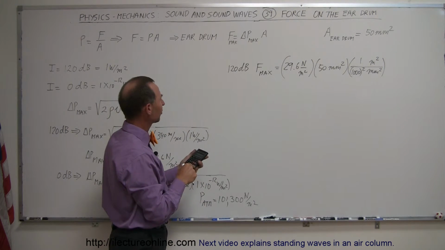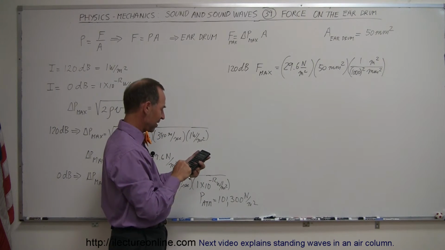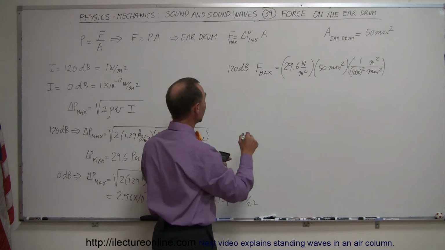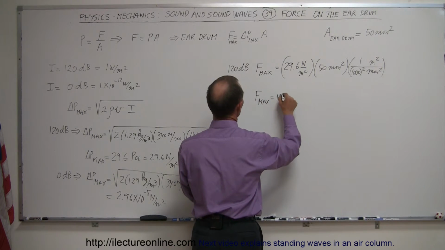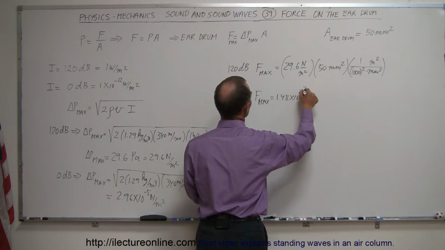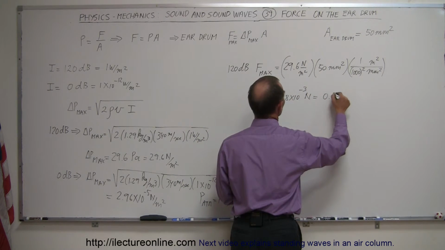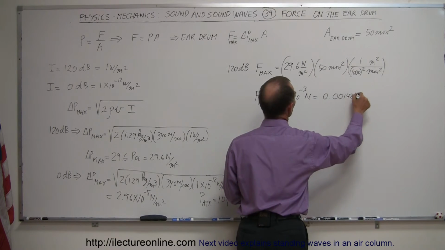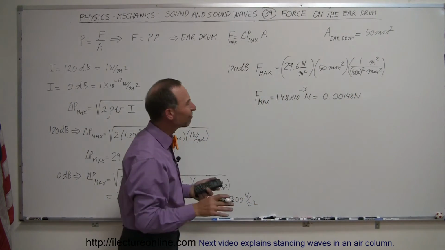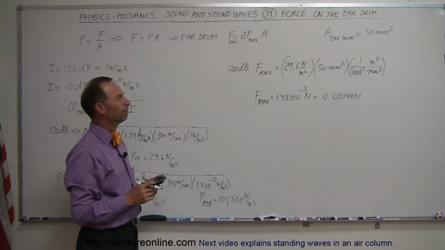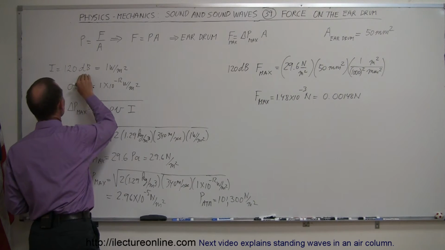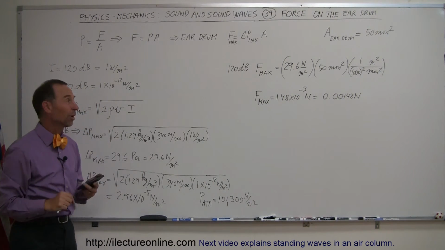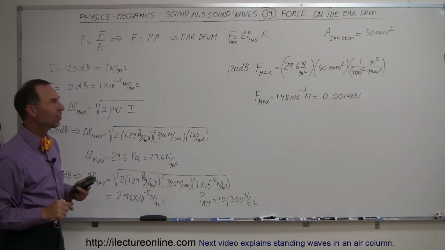So 29.6 times 50 divided by 1,000,000 gives 1.48, so the force max that we feel in our eardrum is equal to 1.48 times 10 to the minus 3 newtons, which is 0.00148 newtons. So about 0.15% of a newton. Very small, but yet that's a very large force felt by the eardrum when the sound of 120 decibels is present. Okay, what about the faintest sound?